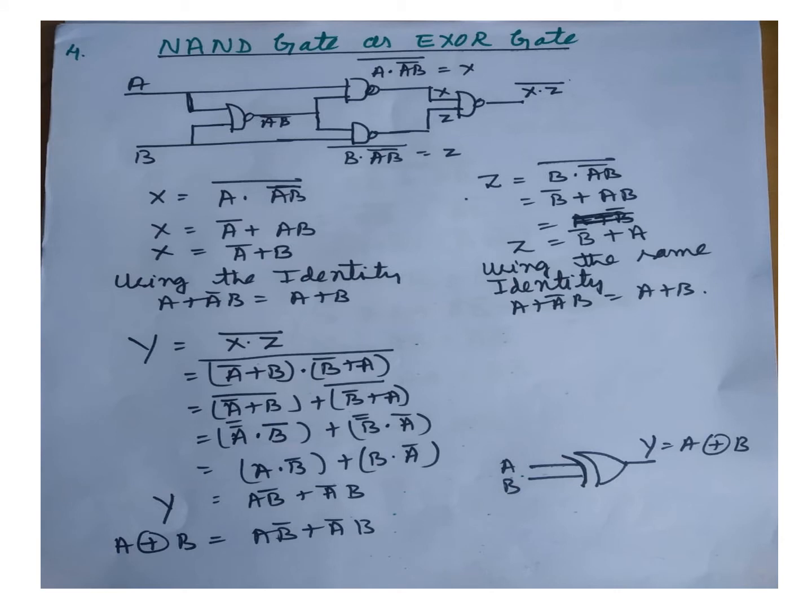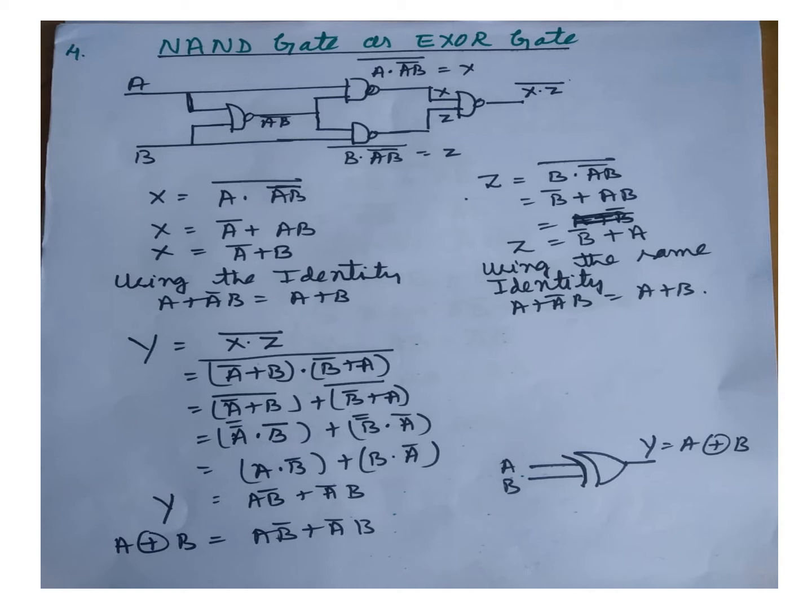NAND gate as XOR gate. Here we have 4 NAND gates. The output of the first NAND gate is (AB) complement. This is fed as one of the inputs to the two NAND gates, top and bottom. Another input to the top NAND gate is from the input A, and for the bottom NAND gate is from the input B. So the output of the second NAND gate on the top is (A dot AB complement) whole complement.